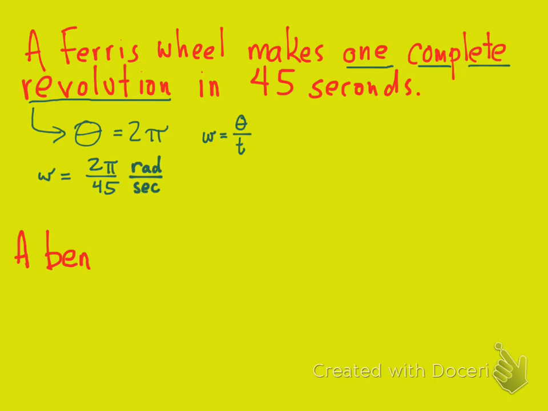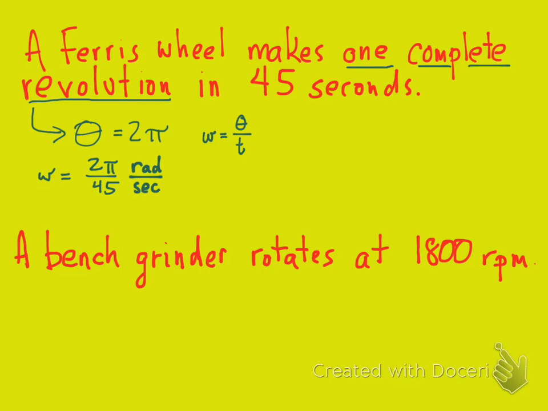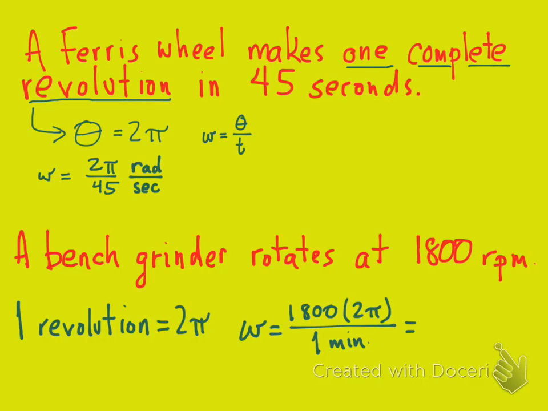Here's another example about angular velocity. Let's say something going pretty fast, a bench grinder. You find that in machine shops or wood shops sometimes. Bench grinder going 1,800 revolutions per minute, RPMs. Well, once again, one revolution is 2 pi, and if it's going 1,800 of those in 1 minute, then it's 1,800 times 2 pi for 1 minute. That's the angular velocity there. So we could say, just to simplify that, 3,600 pi radians per minute. Okay, so there we have radians per minute on this.